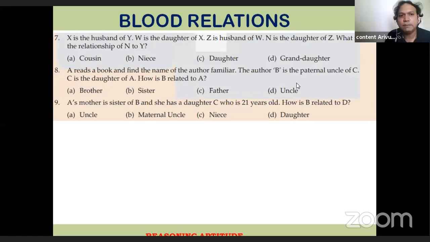So we'll be taking up question number 7, 8, and 9 first. If you have any doubt, please just post it in the chat room. So I'll be taking the doubts first.